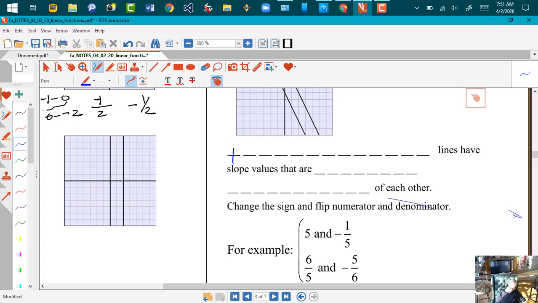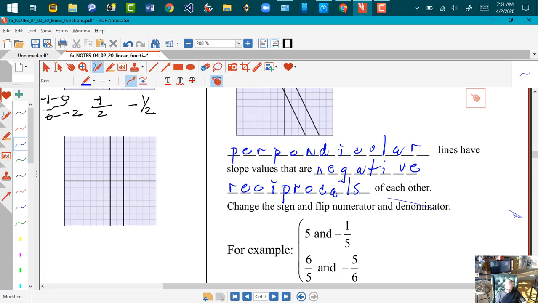All right, perpendicular lines, on the other hand, have slope values that are negative reciprocals of each other. So you change the sign and you flip the numerator and denominator. Okay, so an example of that is 5 and -1/5, 6/5 and -5/6.